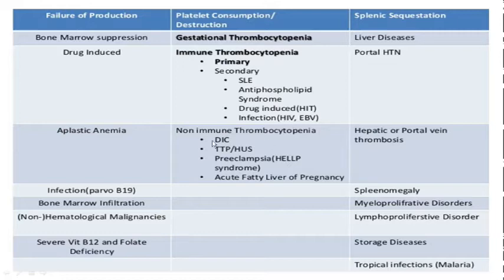Then non-immune thrombocytopenia can be in the form of TTP, DIC, preeclampsia, or acute fatty liver of pregnancy. Then splenic sequestration can take place in liver diseases, especially cirrhosis or portal hypertension, or even hepatic and portal vein thrombosis, and splenomegaly leading to hypersplenism, myeloproliferative and lymphoproliferative disorders, and even a tropical infection like malaria, where you can have splenic sequestration.